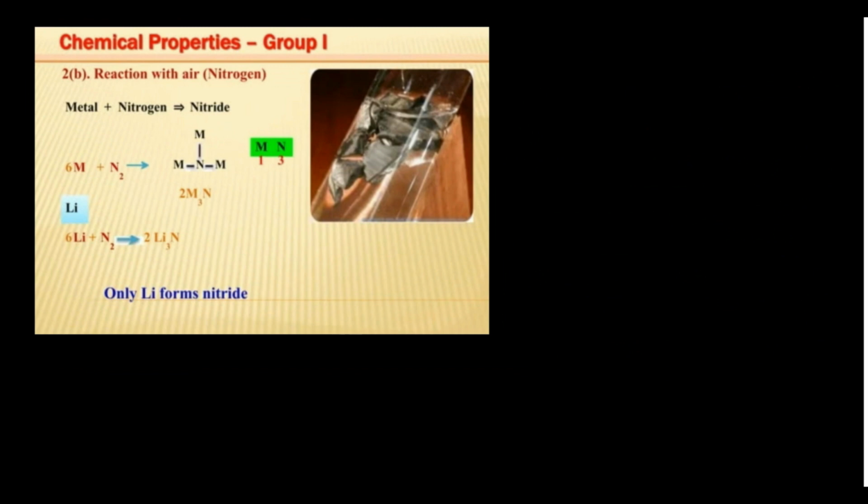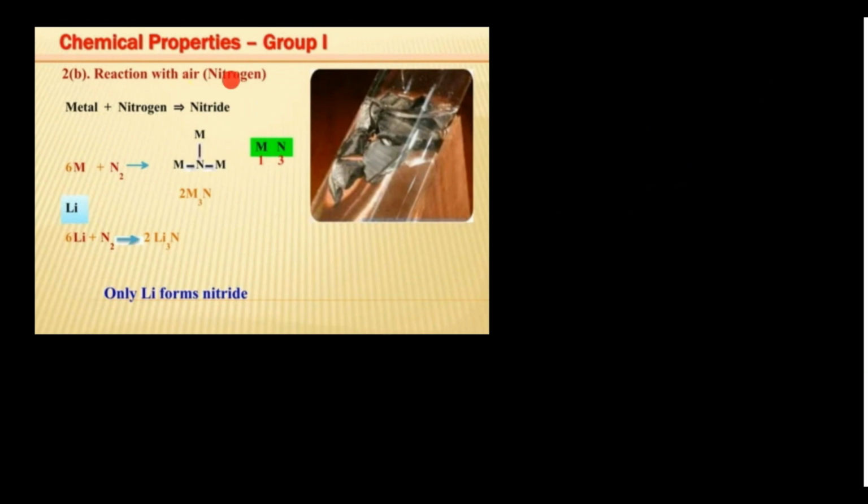For alkali metals, towards all reagents, the reactivity increases down the group. That means from lithium to cesium the reactivity with any reagent increases, but nitrogen is the exception. With nitrogen the reactivity order is different. That means from cesium to lithium, cesium is less reactive and lithium is more reactive when you take nitrogen as the reagent. See, you are reacting this with the air actually.